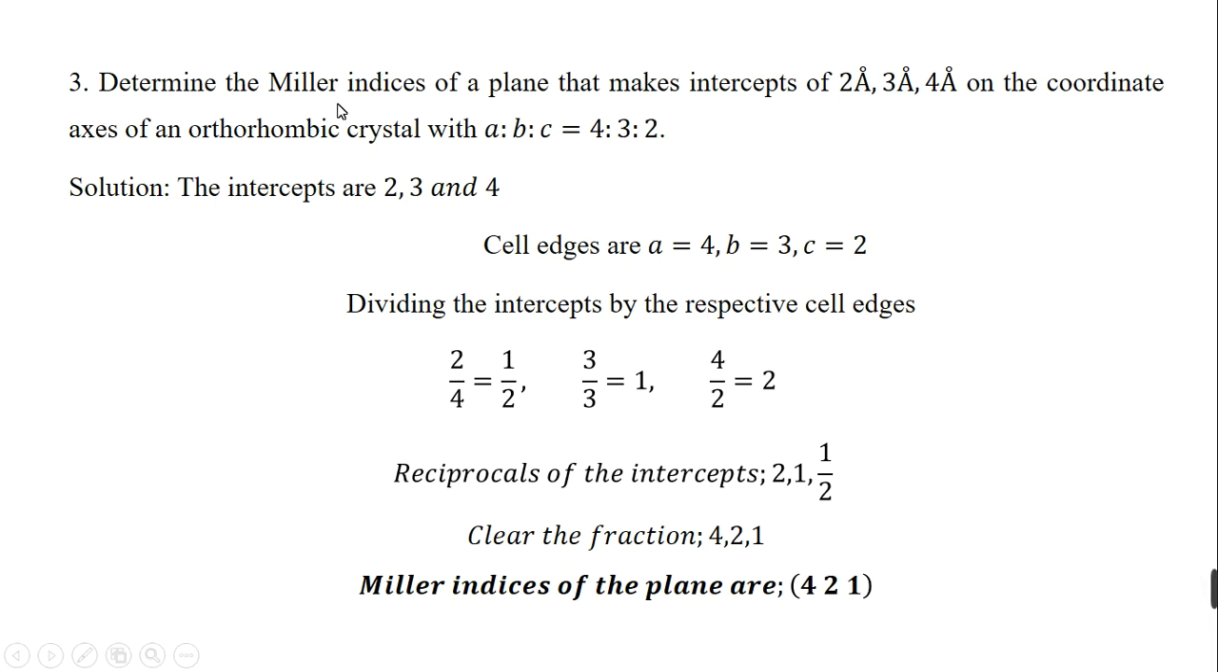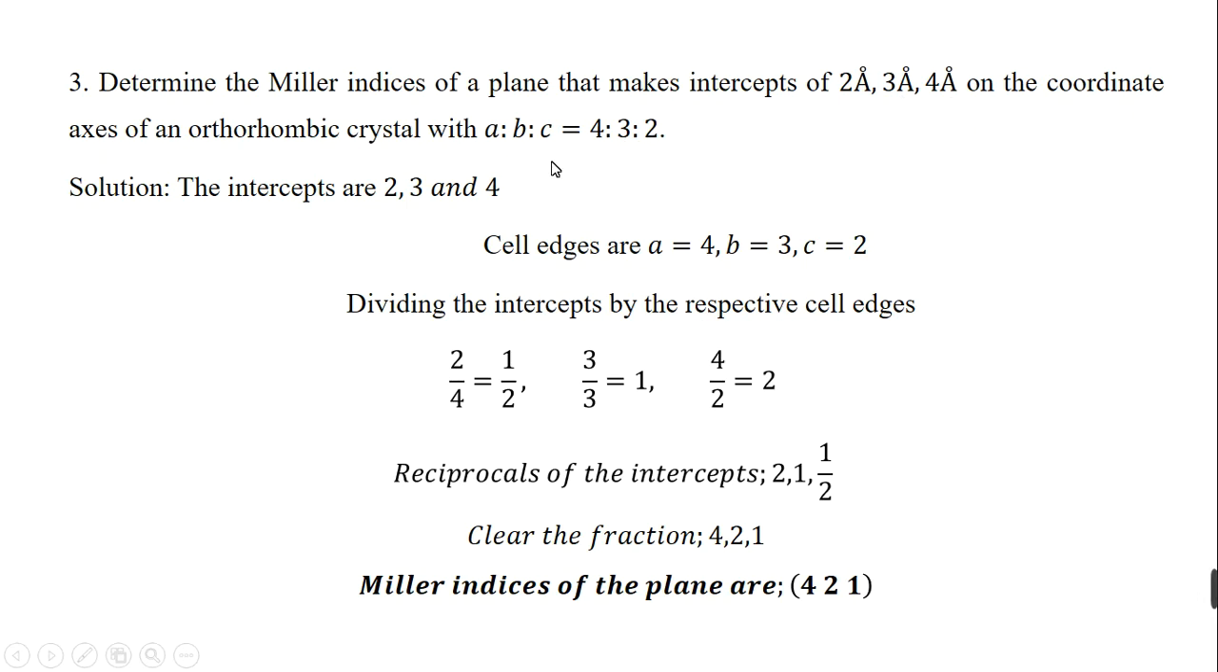Determine the Miller indices of a plane that makes intercepts of 2 angstrom, 3 angstrom, 4 angstrom on the coordinate axes of an orthorhombic crystal with a : b : c equal to 4 : 3 : 2.